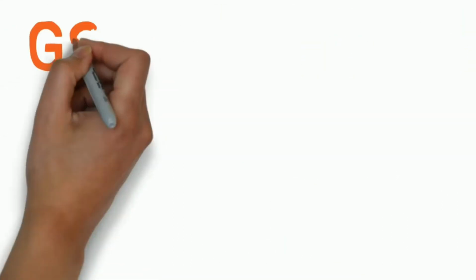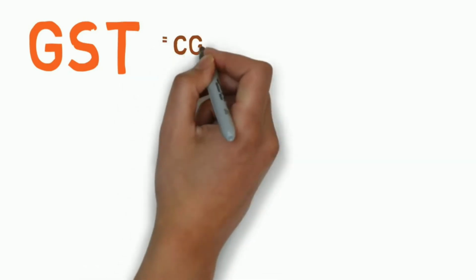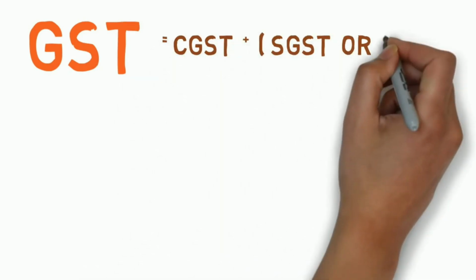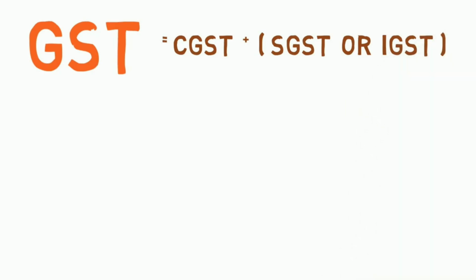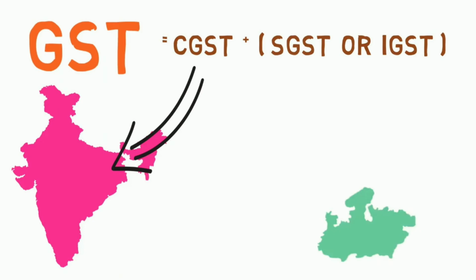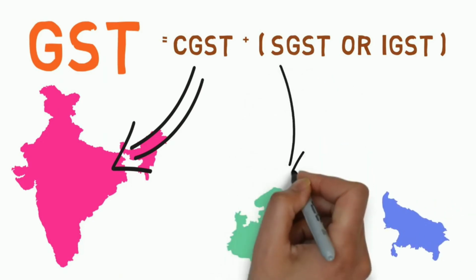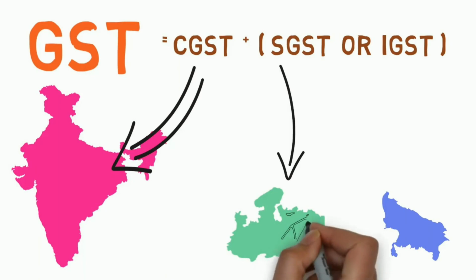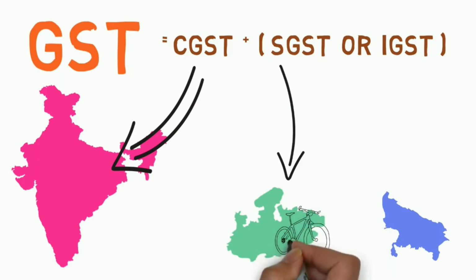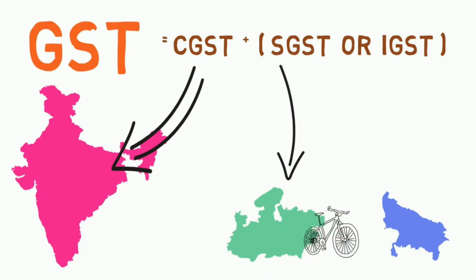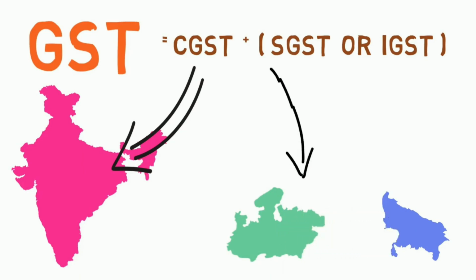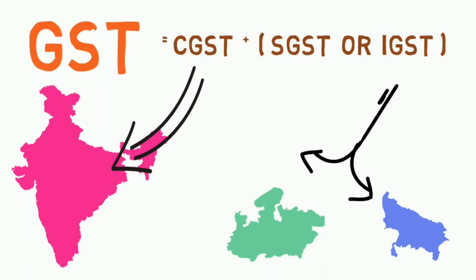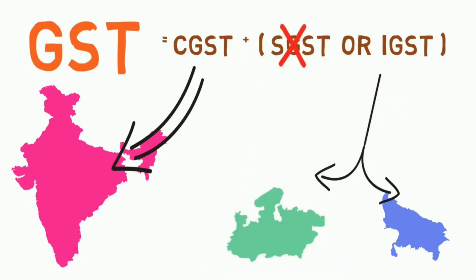Let's take GST in detail. GST is a combination of CGST and SGST or IGST. CGST is central GST, which is paid to the central government. SGST is the state GST, which is paid to the state government. And IGST is the integrated GST which comes in the situation when goods and services move interstate. For example, product A is manufactured in Madhya Pradesh and sold in Uttar Pradesh, so IGST is distributed between both the states. In this case, SGST will not be collected.